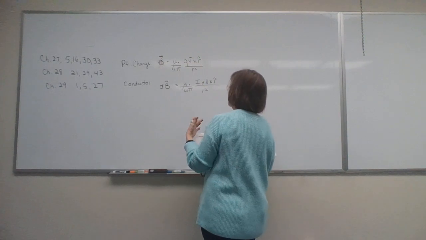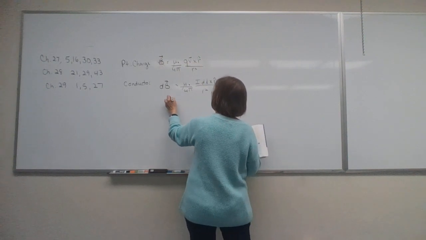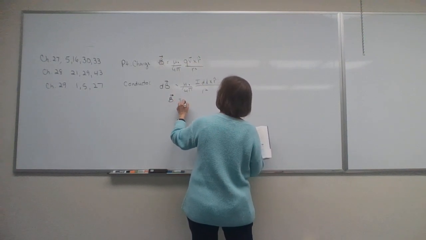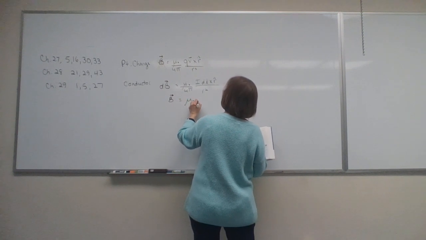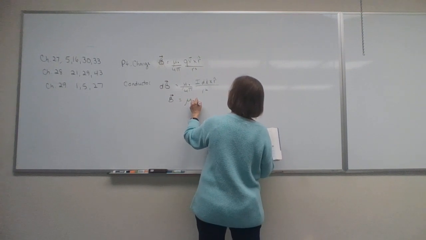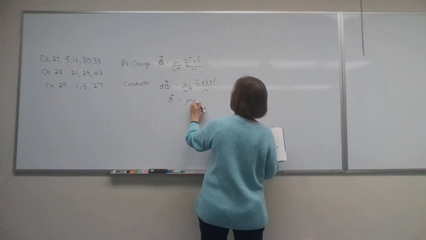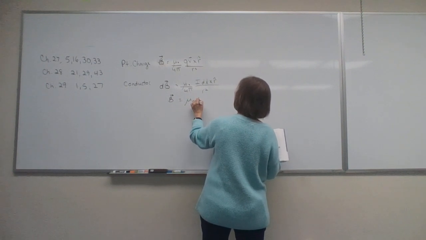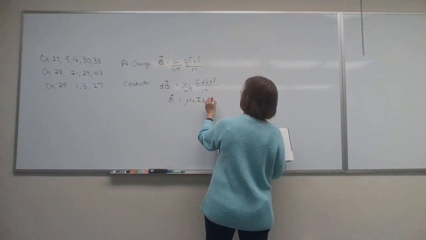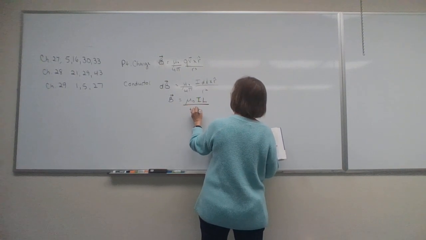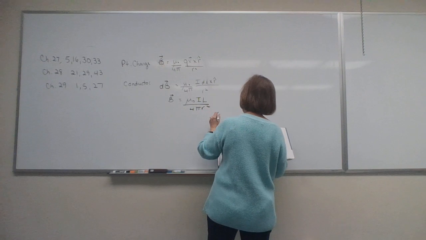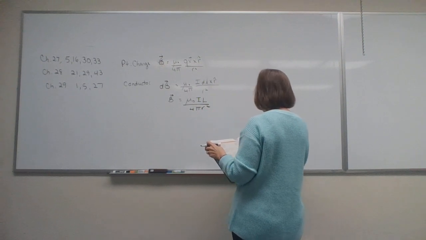However, if that's just a piece of straight wire, that's going to look like mu naught I L, where L is the length of the wire. I left out the I. Mu naught I L over 4 pi r squared. That's what you're going to get. And that's over there.